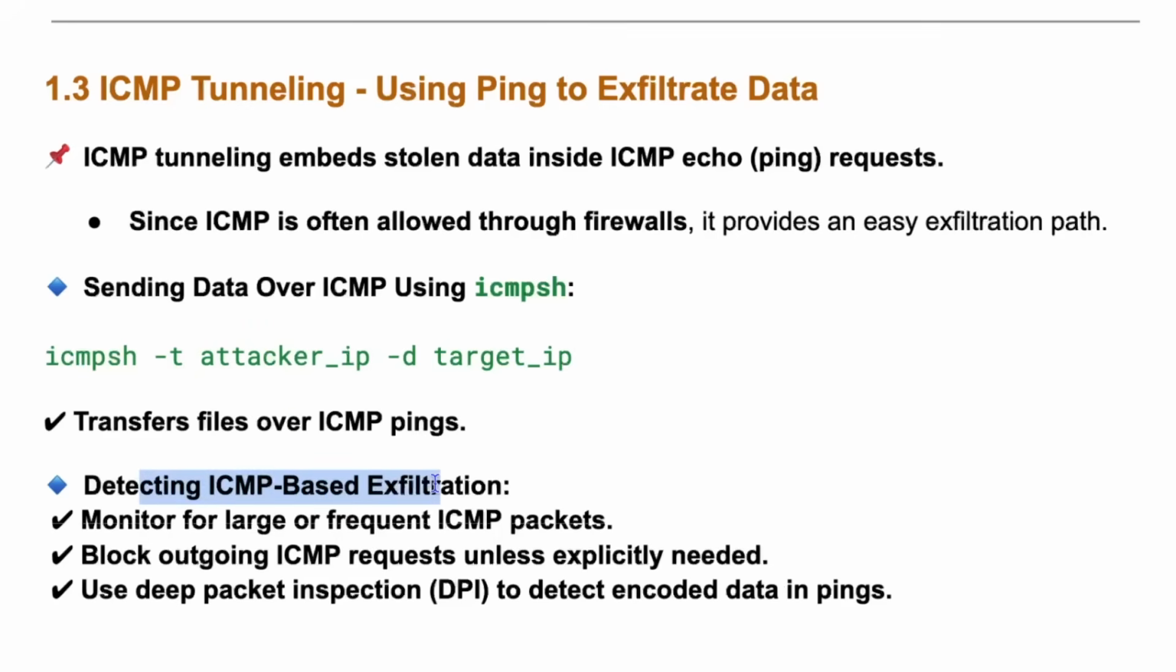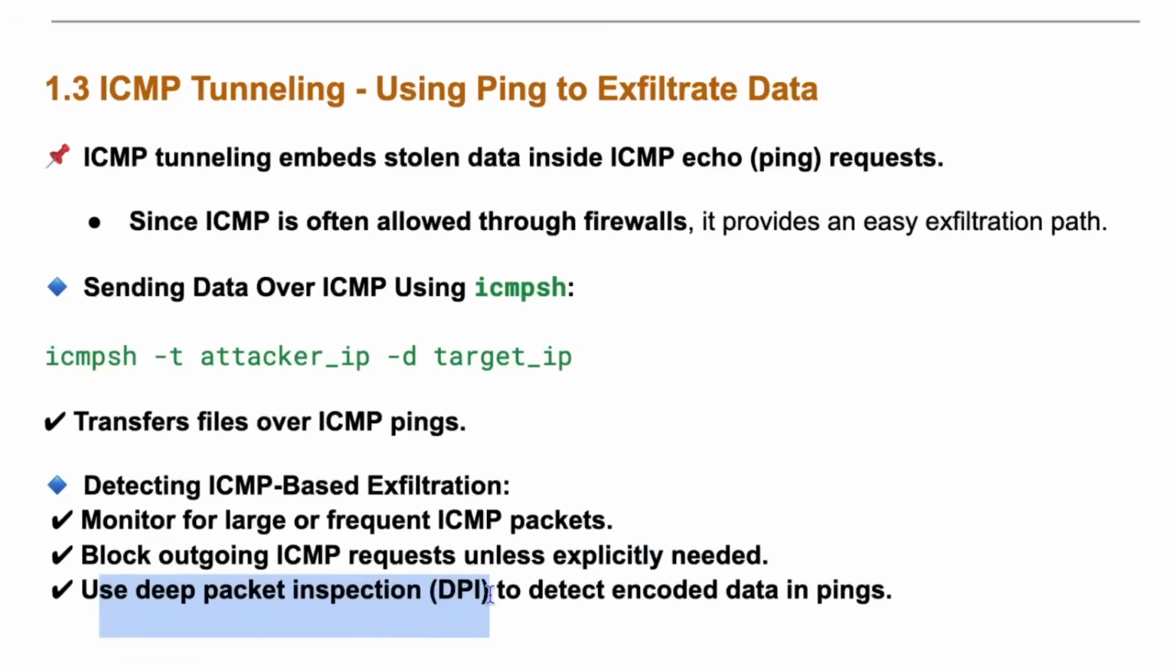Now, detecting this is fairly simple: monitor for large or frequent ICMP packets from any given IP address to the victim IP address or your machine's IP address, or vice versa. Block outgoing ICMP requests unless explicitly needed. So again, the incoming ping requests are typically what's blocked through the firewall, but outgoing ping requests from the target are usually not blocked. So you would want to block all of those and then have an explicit series of IP addresses that you can send pings out to.